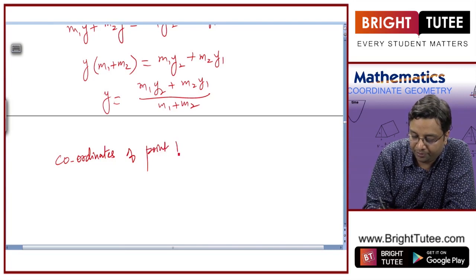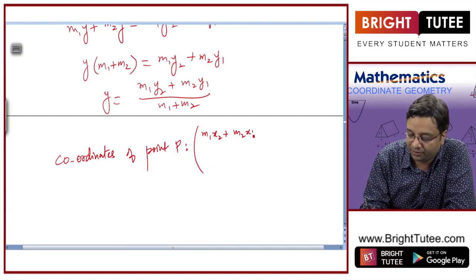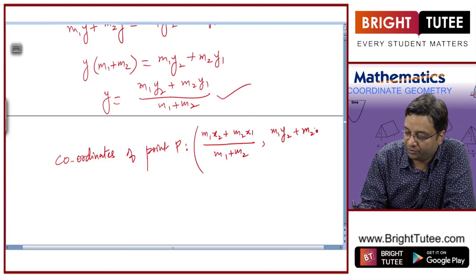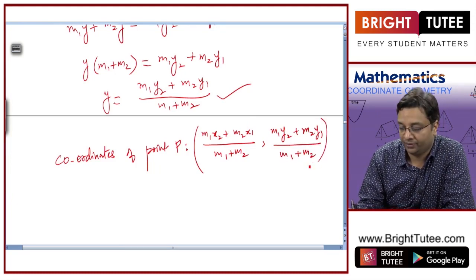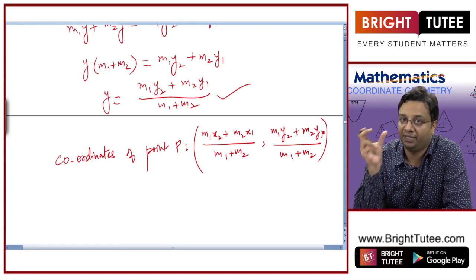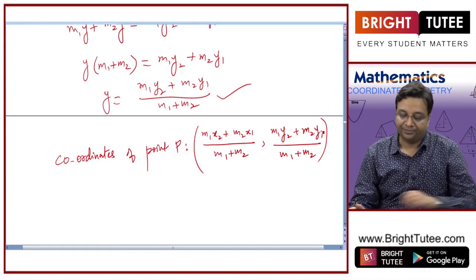So what we can say here is that the coordinates of point P are: x coordinate was m1x2 plus m2x1 divided by m1 plus m2, and what was the y coordinate? This one, m1y2 plus m2y1 divided by m1 plus m2, right? So this is the point that we have got. This point divides the line segment AB in the ratio m1 is to m2, right?